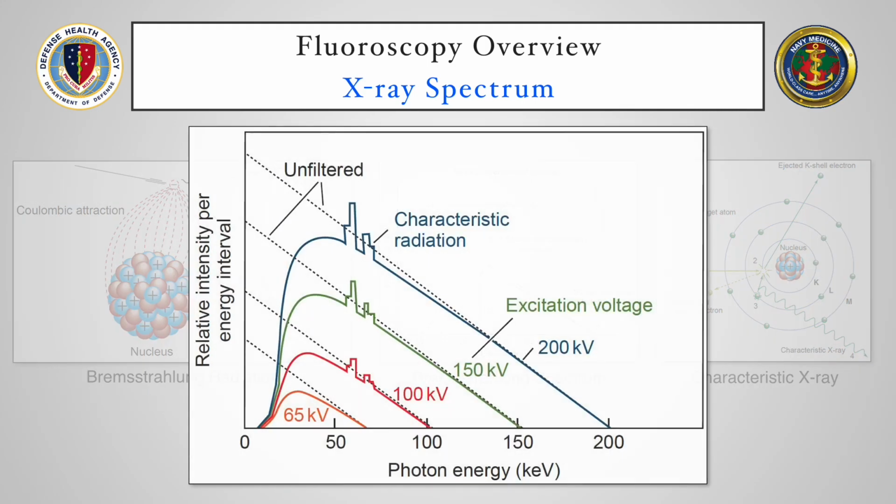The final picture we see on the screen is the combination of both our Bremsstrahlung spectrum and our characteristic X-ray radiation, which is what we have coming from our X-ray tube head used to create our diagnostic images.